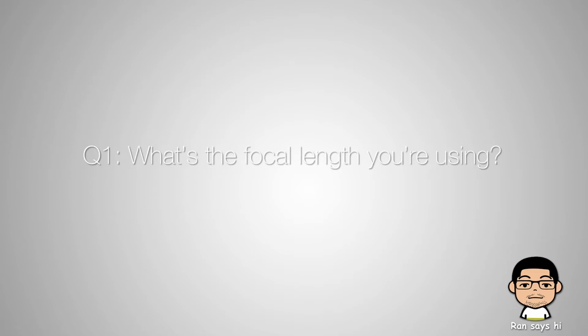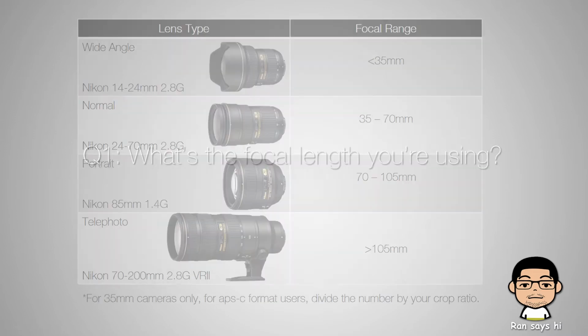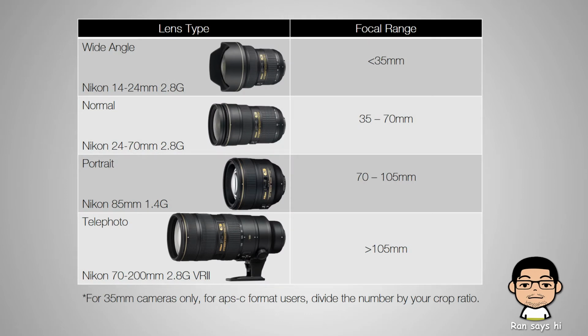The first question you should ask yourself is, what's the focal length you're using? We know there are different lens types. You have wide angle lenses, normal lenses, portrait lenses, or telephoto lenses. I just listed the most common types of lenses here. And you can see these lens groups are made by Nikon, because I'm a big Nikon fan, and probably all of them are the ultimate gear equipment groups for any Nikon head.